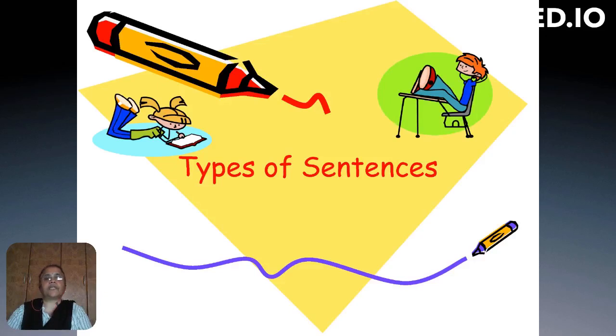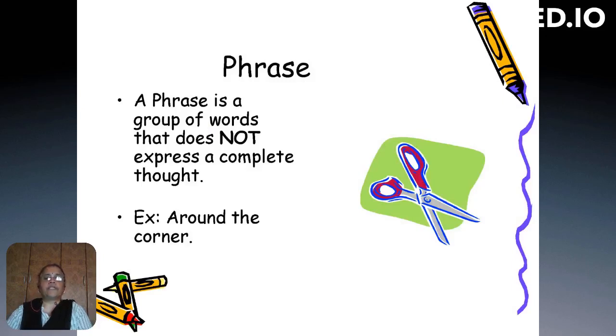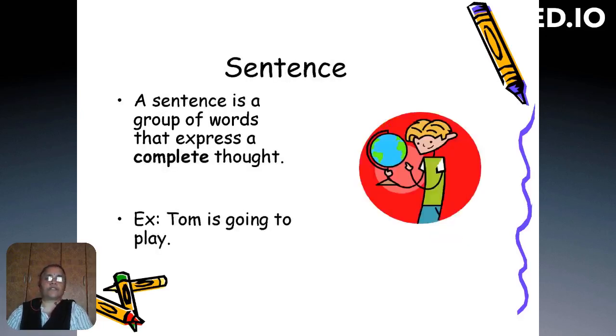a group of words and sentences is also a group of words. So what exactly is the difference between the two? A phrase is a group of words, but that does not express a complete thought. For example, a phrase is around the corner, in the table. So these are all examples of phrases. Whereas a sentence is a group of words that express a complete thought.